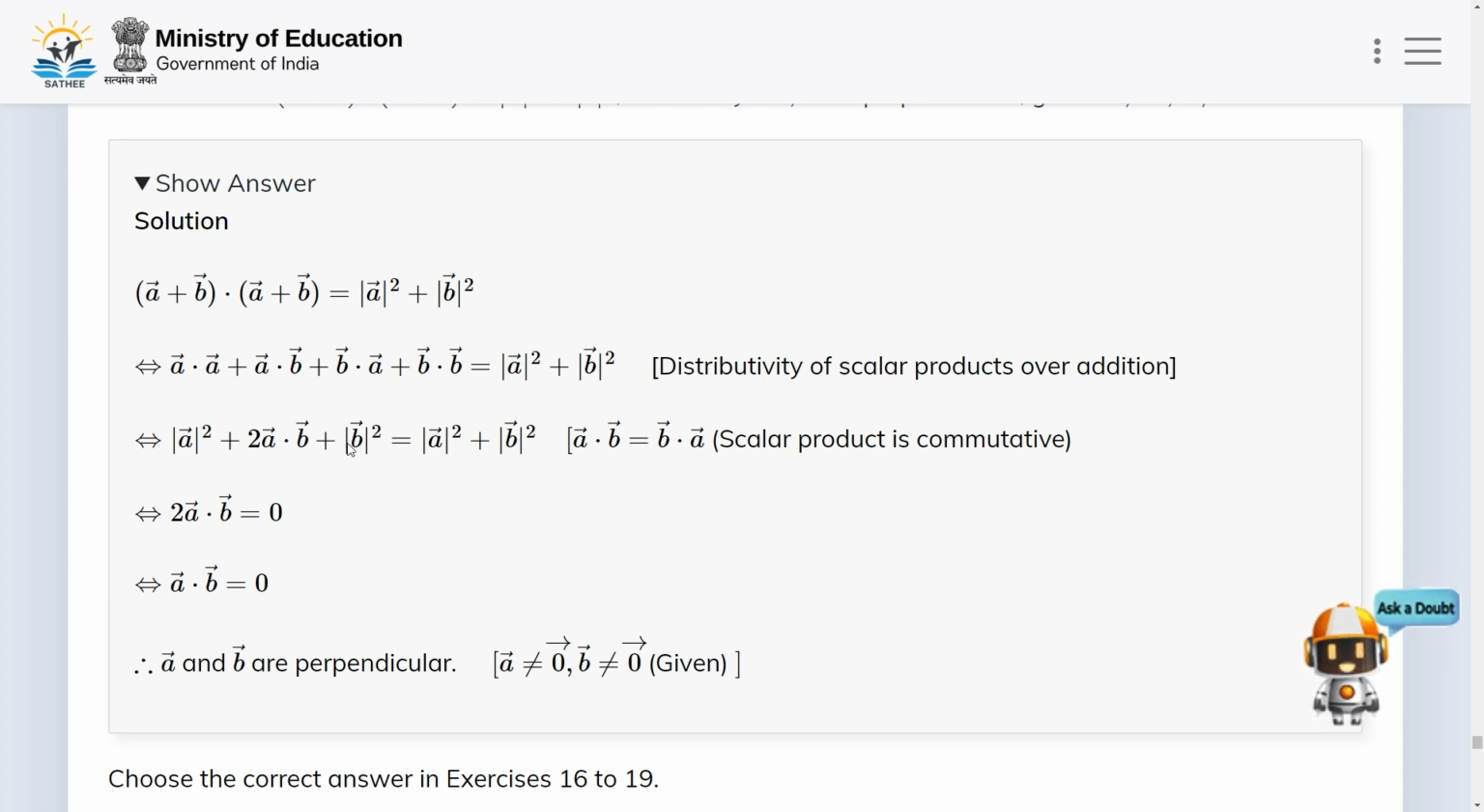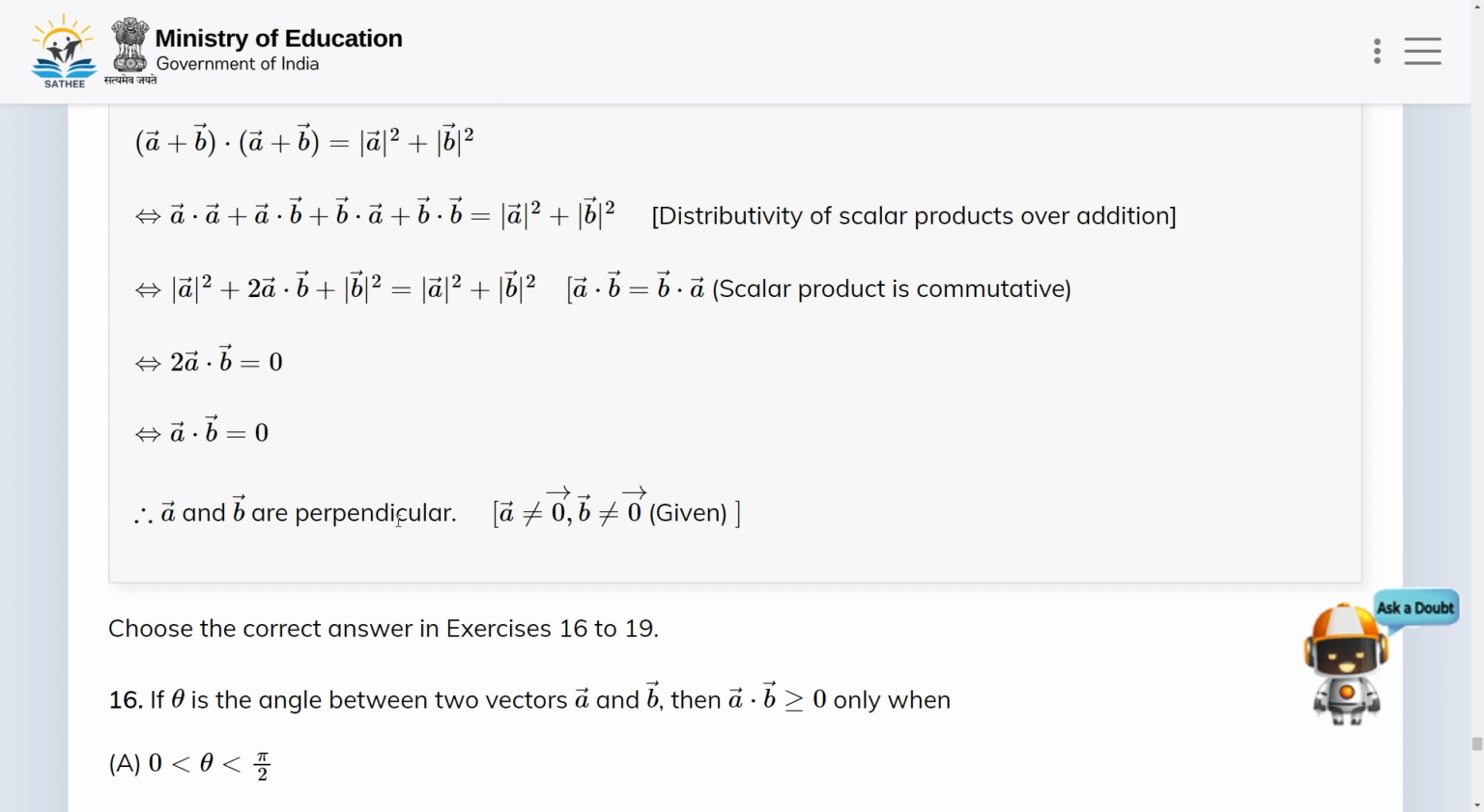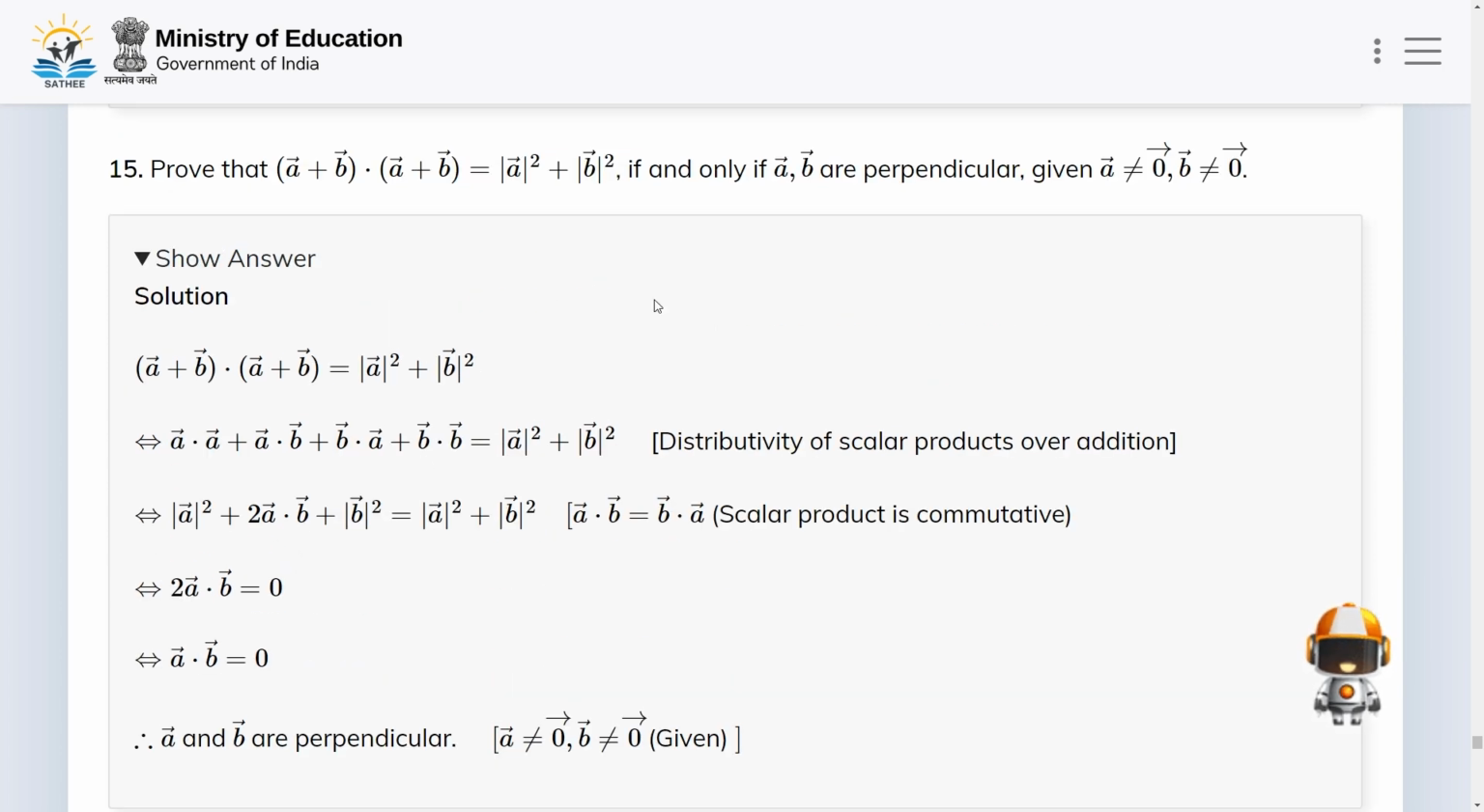You can write this. Now these magnitude terms from the left hand side and the right hand side you can directly cancel. You are only left with 2 multiplied by A dot B is equal to 0. This means A dot B is equal to 0. And as it is already given that both must be non-zero vectors, the only possibility is that A and B must be perpendicular to each other. Okay, that's what we have just shown.